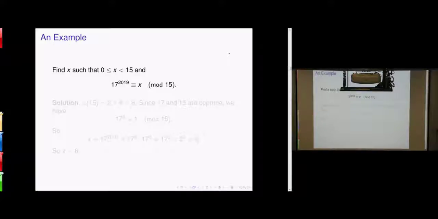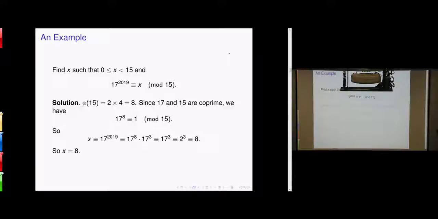The other thing is, here we need Euler's theorem because 15 is not a prime, so little Fermat does not help directly. Here Euler's theorem is indeed useful. So let's look at this example. We want to find an x which is the remainder of 15 dividing this funny number, 17 to the power 2019. The exponent is obviously not important.